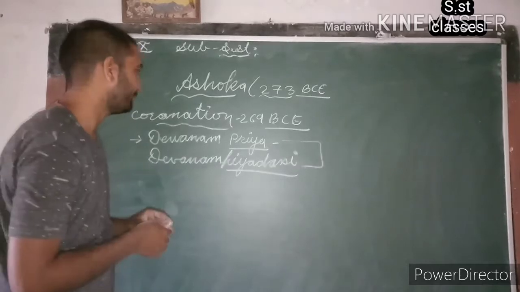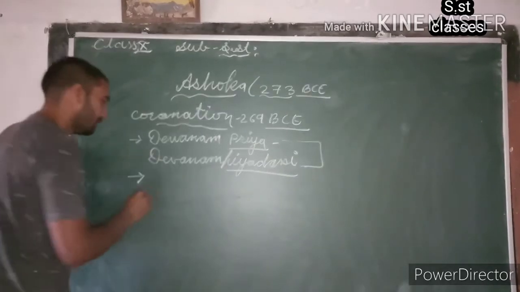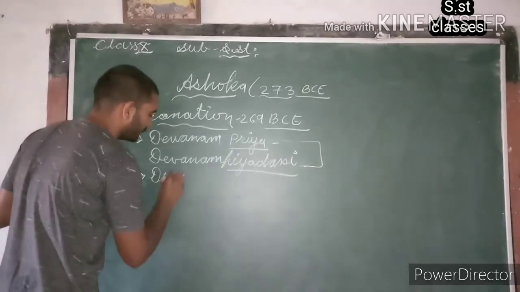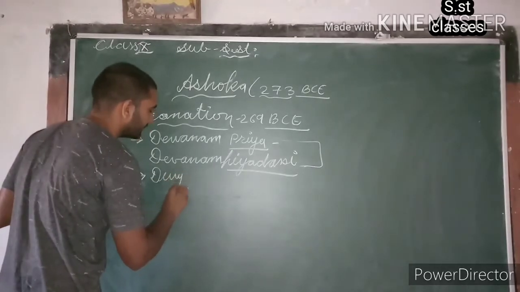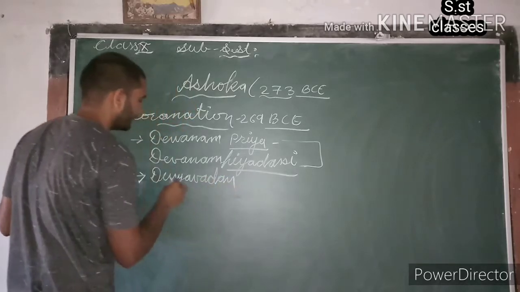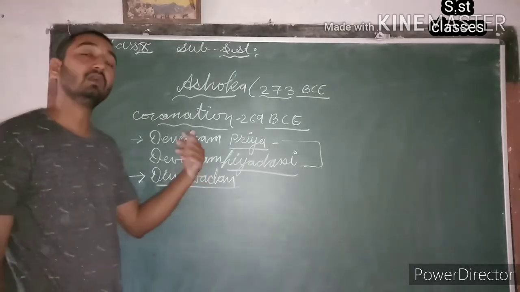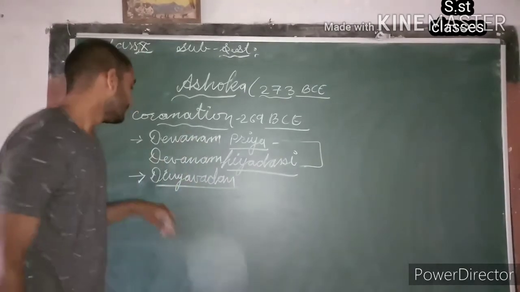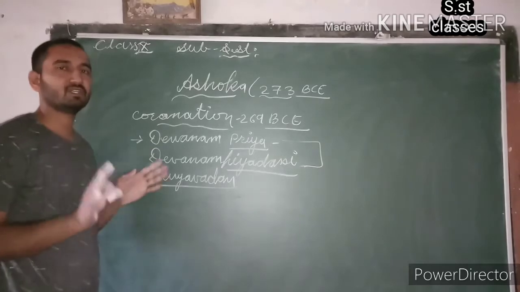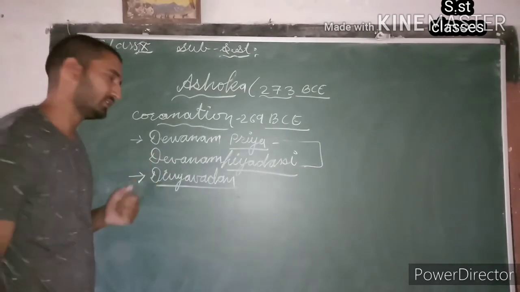Is that clear? Okay. Now, the information about the life of Ashoka we mostly found from a book which is known as Divya Vadan, and sometimes it is also referred as Divyadan. Okay, so the complete information about the life of Ashoka is provided by Divyadan or Divya Vadan.